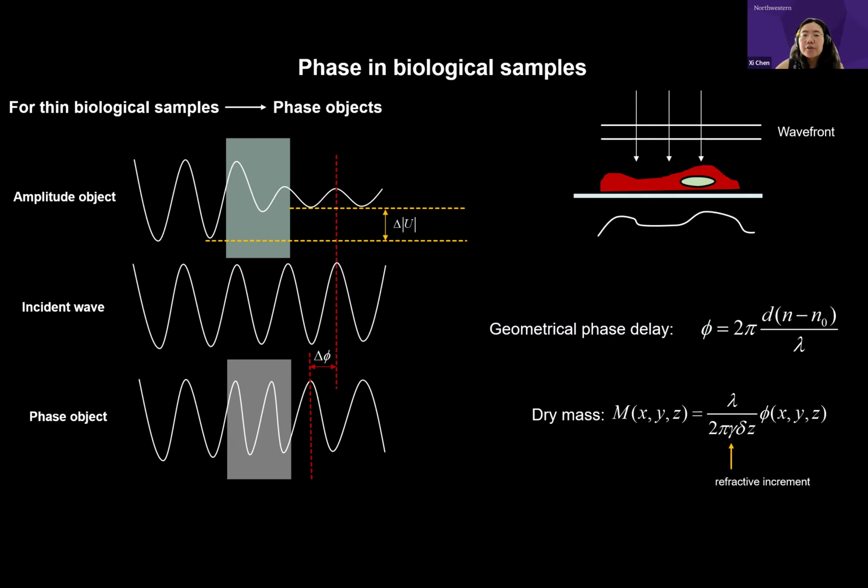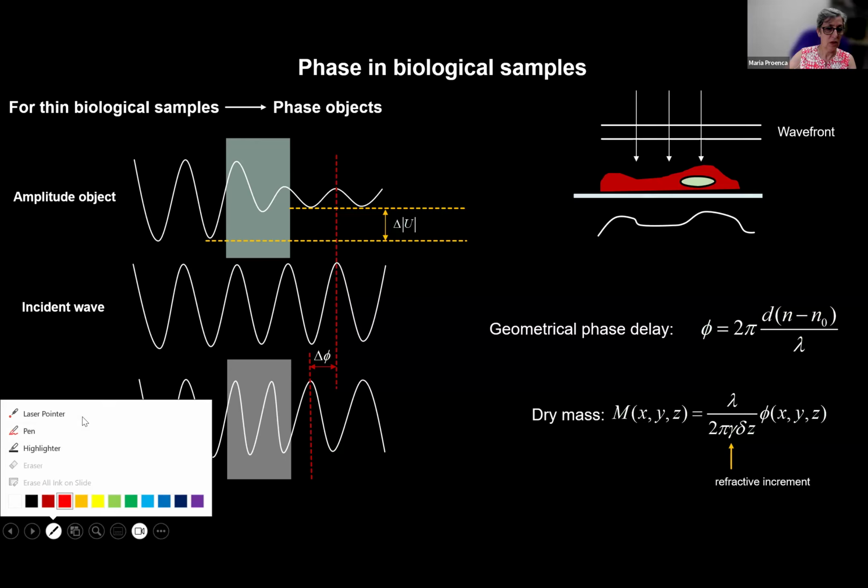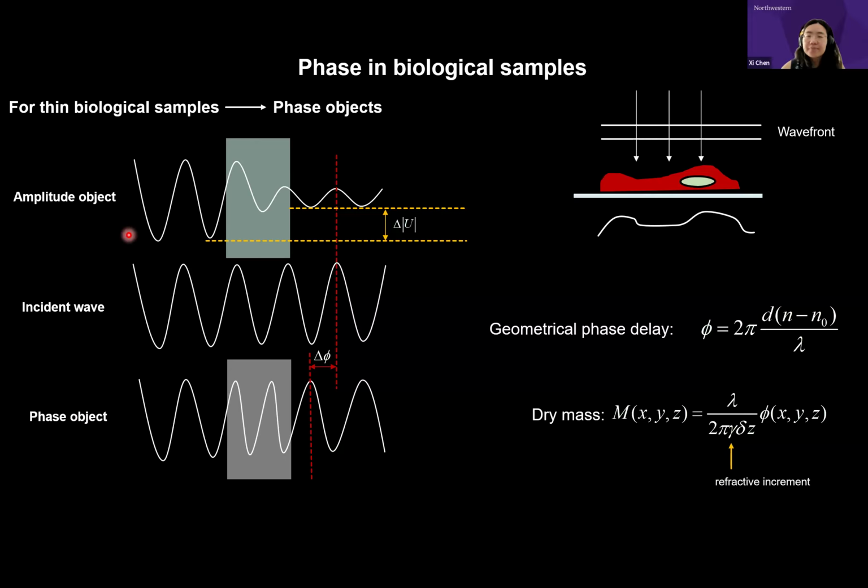What you're seeing on this picture, can everybody see my mouse cursor? Or should I use a different laser pointer? I can see your mouse. Okay, now probably clearer. So you can see that for an amplitude object, you have a wave coming in, and then it changes the amplitude of this wave.